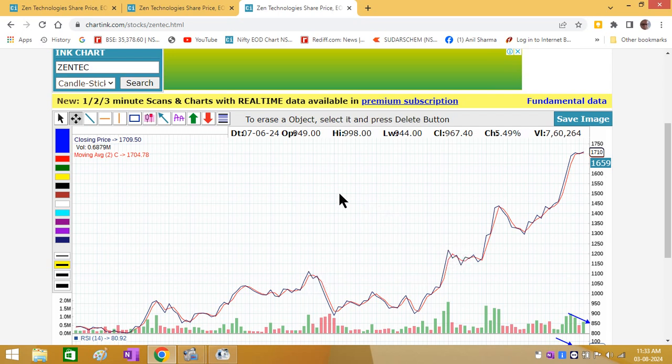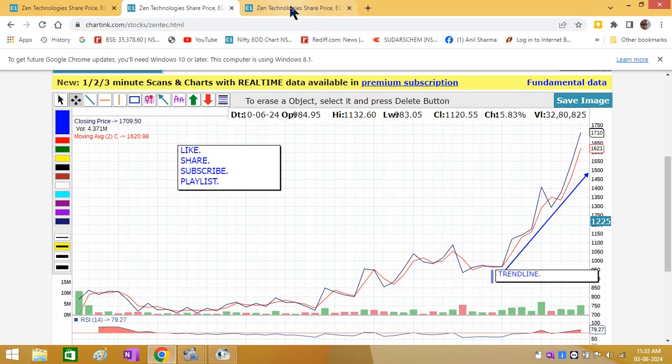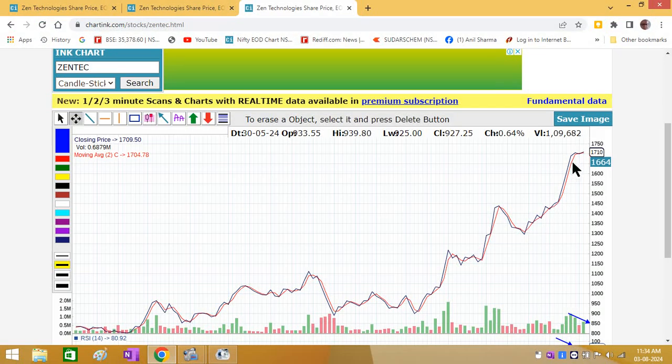So friends, today we have talked of Zen Technologies, and we have discussed the fundamentals, the momentum, and the strategy. The second strategy we have seen is on weekly charts, and with a moving average of 2 on the daily charts. Both are saying you continue with Zen Technologies at present. As I have said just now, whenever the price falls down and cuts like this, the pink line, you come out.